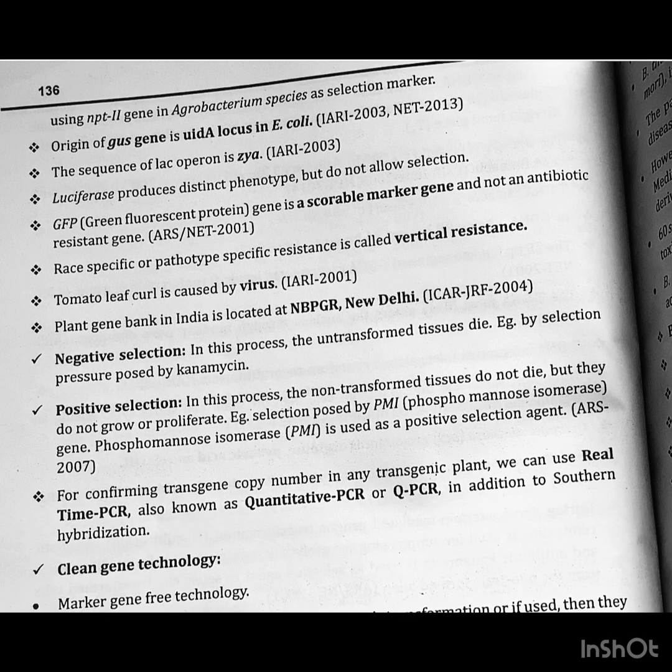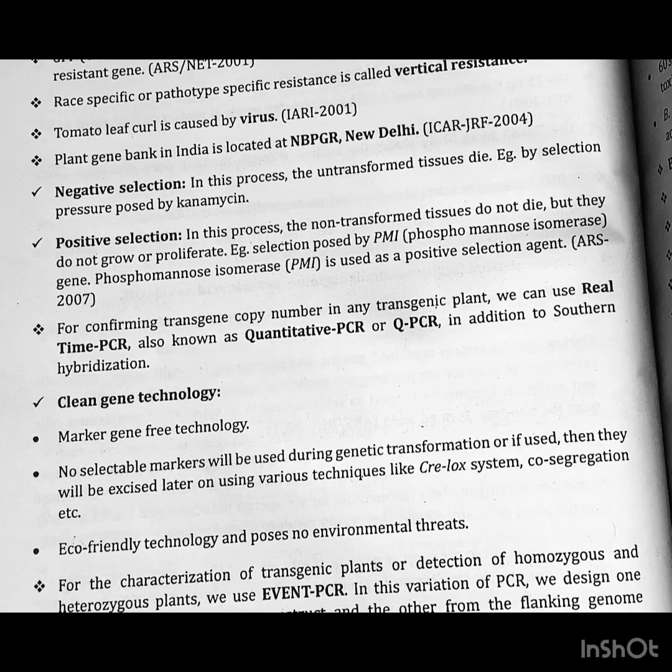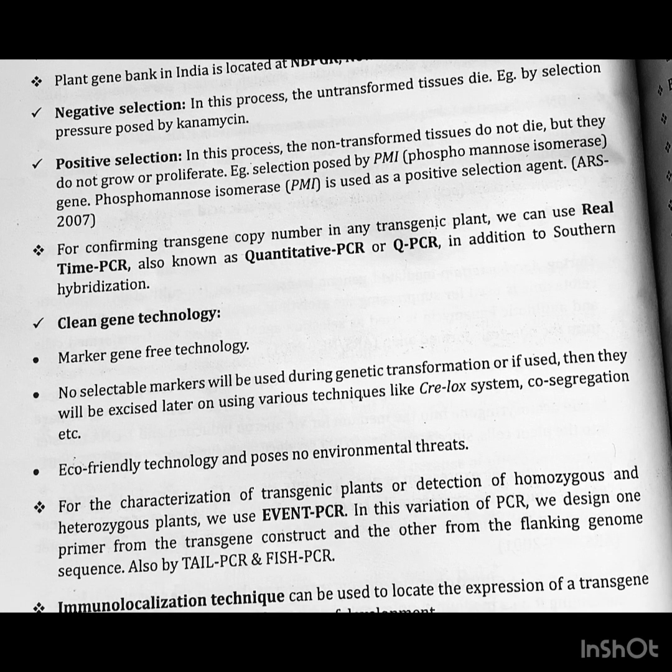For confirming transgene copy number in any transgenic plant, we can use real-time PCR, also known as quantitative PCR or qPCR, in addition to Southern hybridization. Clean gene technology is a marker-gene-free technology. No selectable marker will be used during genetic transformation, or if used, then they will be excised later on using various techniques like the Cre-lox system, co-segregation, etc. Eco-friendly technology that poses no environmental threats.